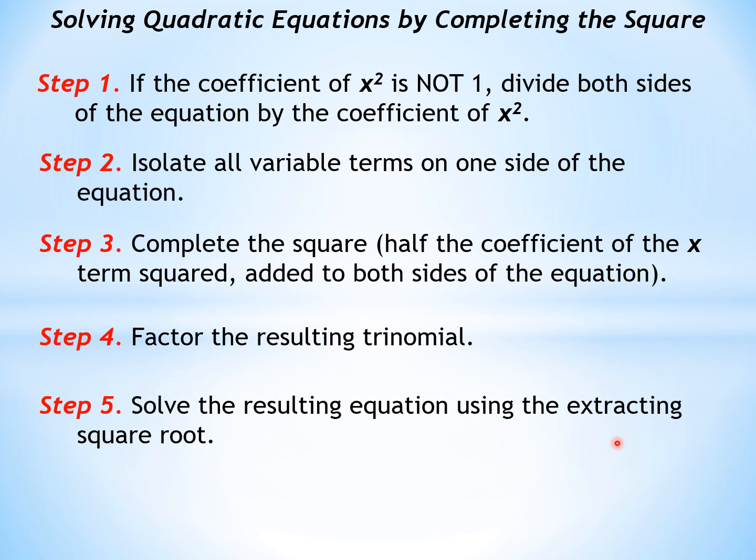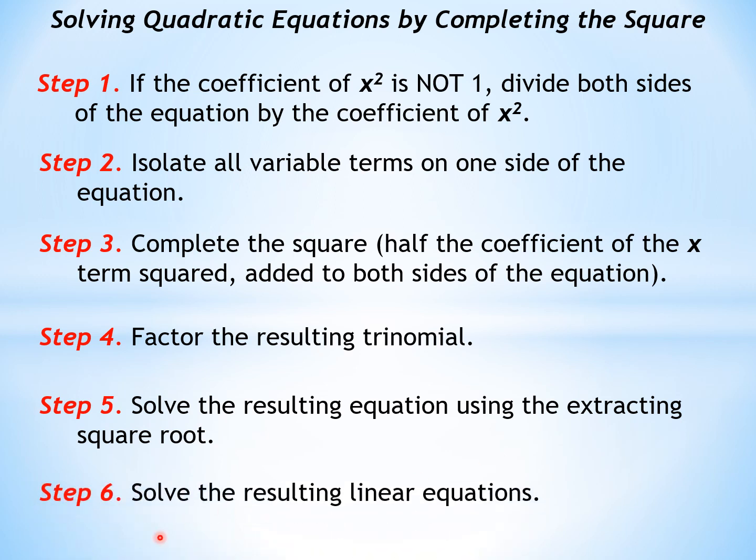Step number 5, solve the resulting equation using extracting the square root. Babalik tayo doon sa first way of solving quadratic equation, wherein x squared is equal to k. Therefore, x is equal to plus or minus the square root of k. And the last step, solve the resulting linear equation. Gawin natin ito one by one.